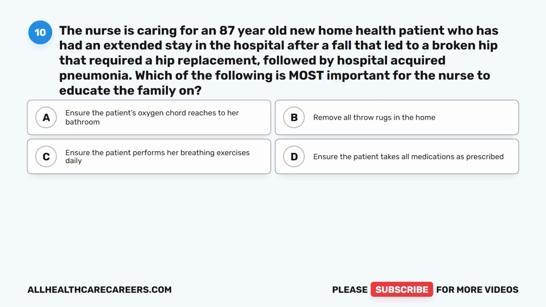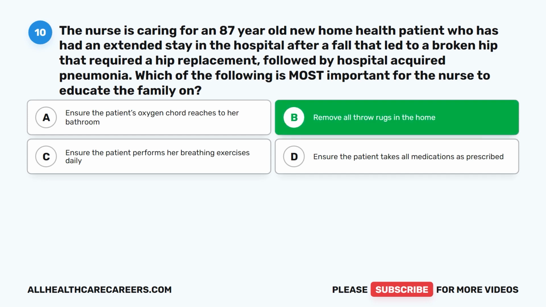Question 10. The nurse is caring for an 87-year-old new home health patient who has had an extended stay in the hospital after a fall that led to a broken hip that required a hip replacement, followed by hospital-acquired pneumonia. Which of the following is most important for the nurse to educate the family on? A. Ensure the patient's oxygen cord reaches to her bathroom. B. Remove all throw rugs in the home. C. Ensure the patient performs her breathing exercises daily. D. Ensure the patient takes all medications as prescribed.